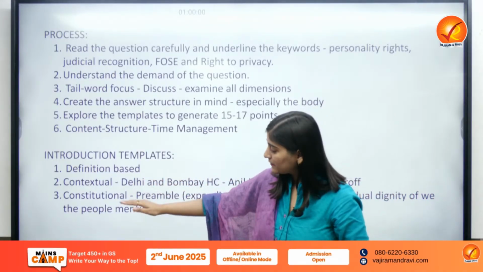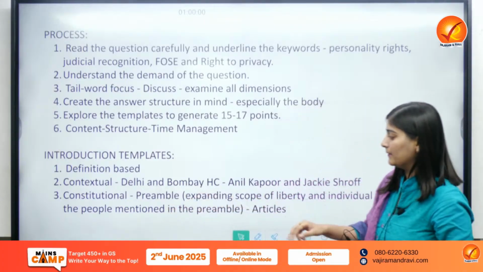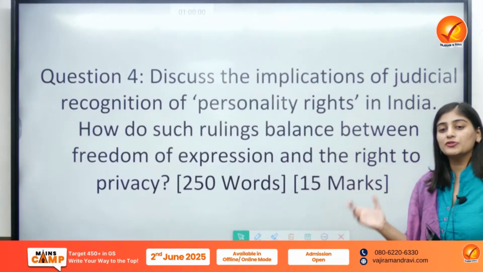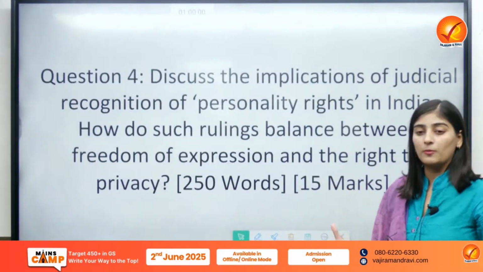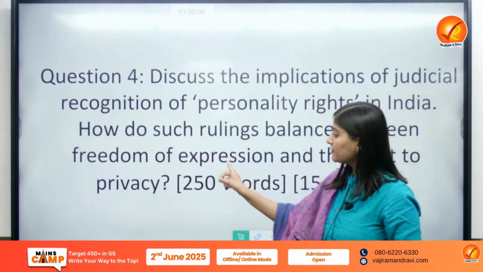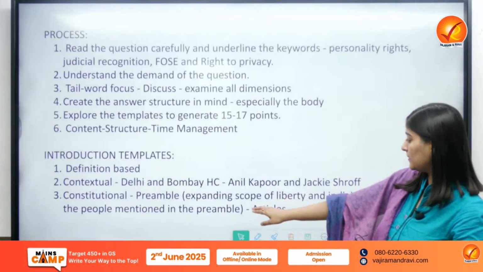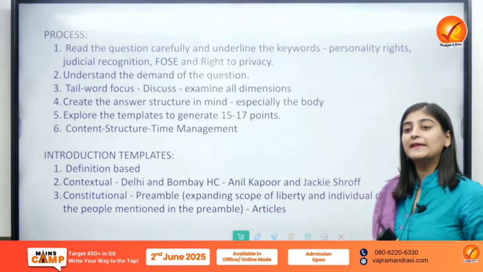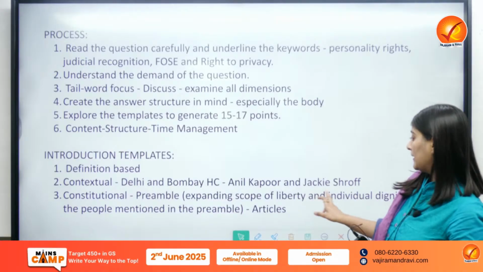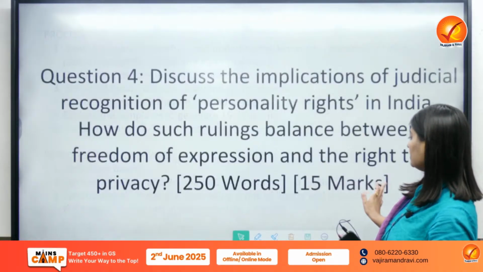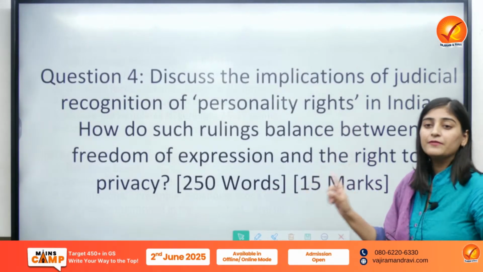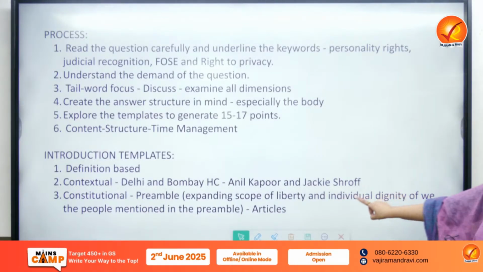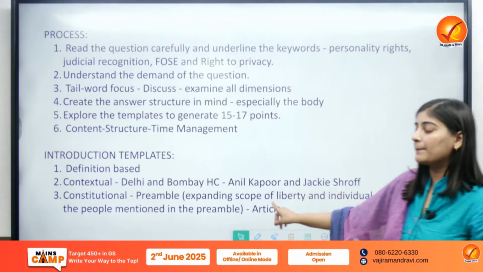Now combine this with the constitutional dimension, the preamble. Trace freedom of speech and expression and right to privacy in the Constitution. Where does it emerge from in the Constitution? The emergence of freedom of speech and expression is in the preamble, liberty. Freedom of speech and expression emanates from liberty. And secondly, right to privacy, where does it emerge from? Article 21, right to life and dignity. So individual dignity. These both are part of the preamble.